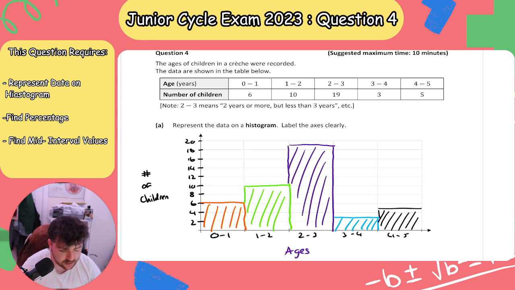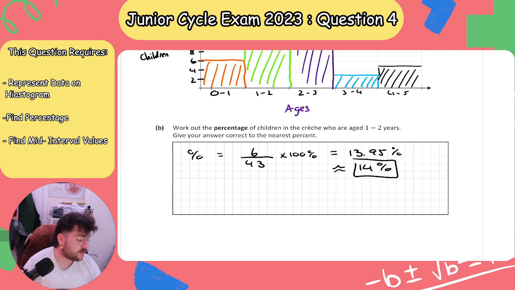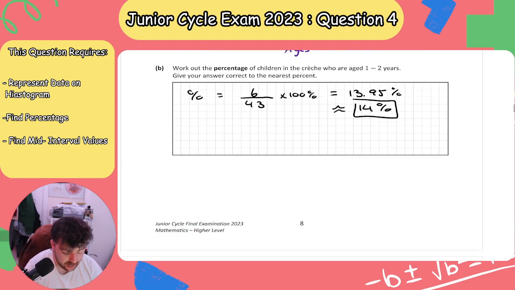That's going to be 43. So it's 6 children over 43 multiplied by 100%. And it says correct to the nearest percent. That's equal to 13.95%, but to the nearest percent, that's going to be 14%. So roughly 14% of the children in this nursery are between the ages of 0 and 1.